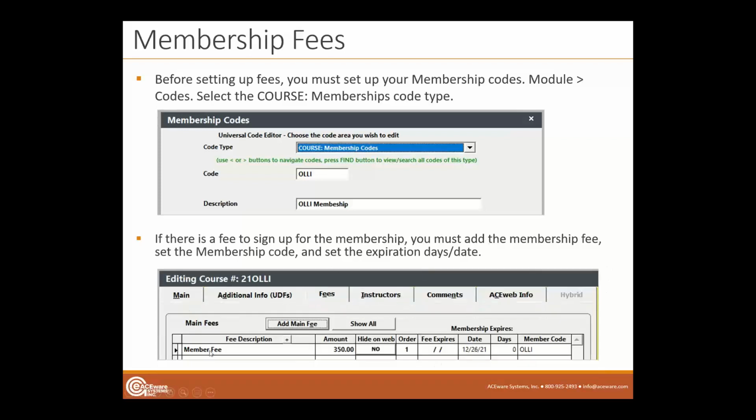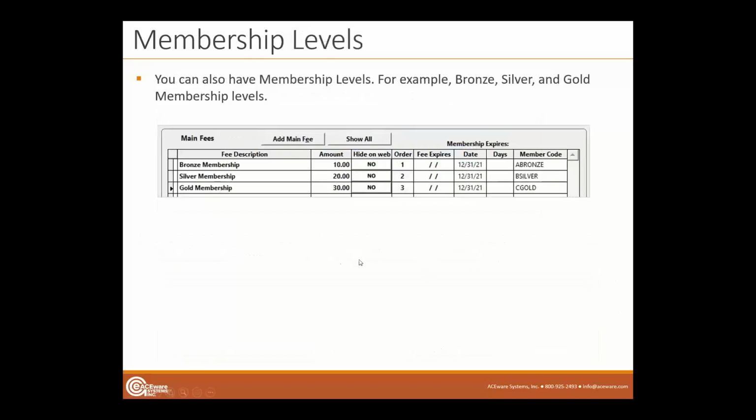So in this case, you'll notice the member fee is set right here, along with the amount they're paying for their membership, the membership code that they're going to get, and when the membership expires. So this actually expires on December 26, 2021, and the code that they'll be given is OLLI. Notice the code up here is OLLI, the code down here is OLLI, so the individual will get that membership rate. You can also have membership levels, for example bronze, silver, gold, platinum, however you want to word it. If you set that up in that codes area and then you have that right here, all these memberships will expire on 12/31/2021.